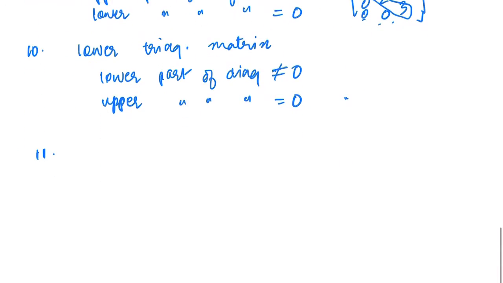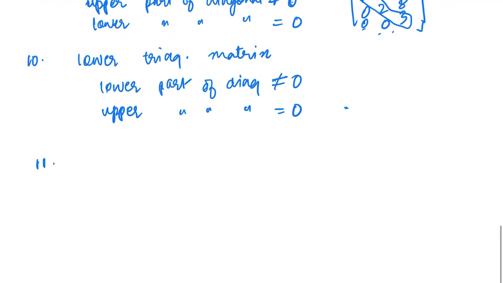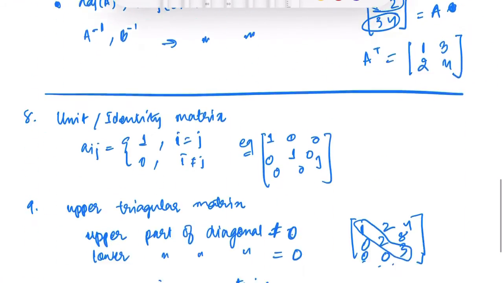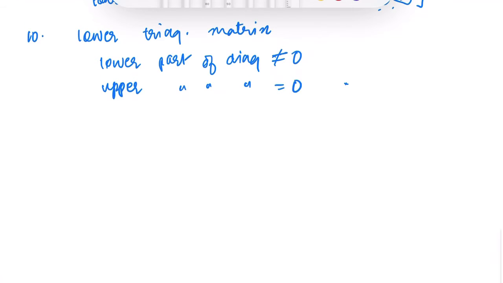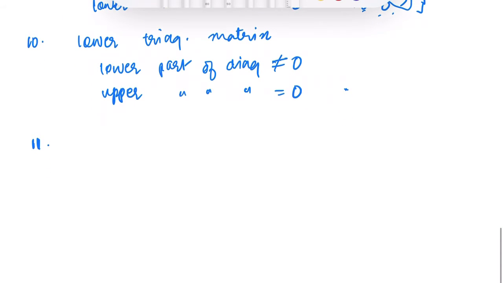Before moving to the 11th, let's see some properties of transpose. Sorry, the properties of transpose are done. Let's move to the 11th, which is a symmetric matrix.